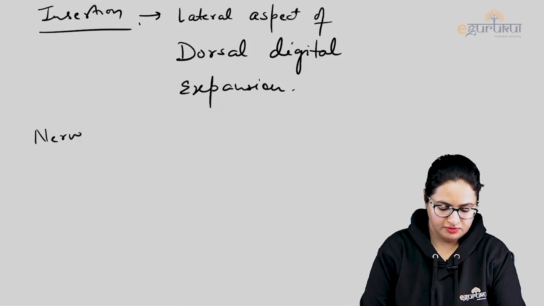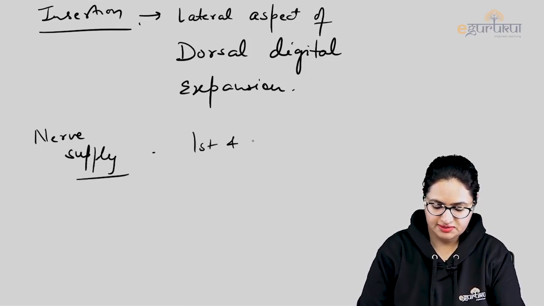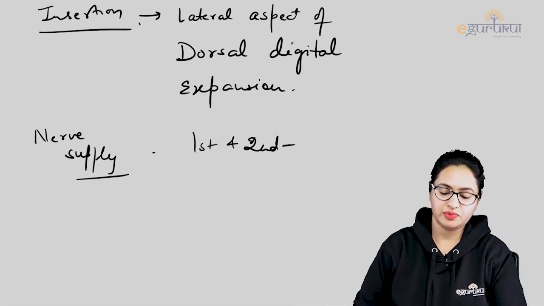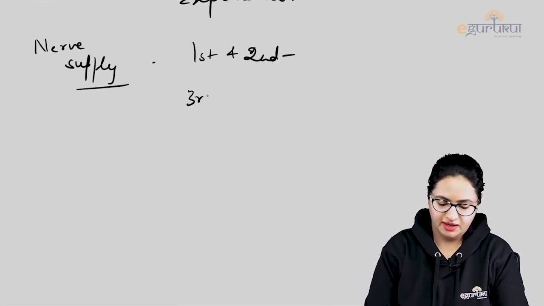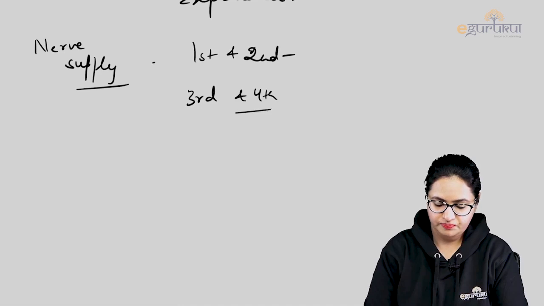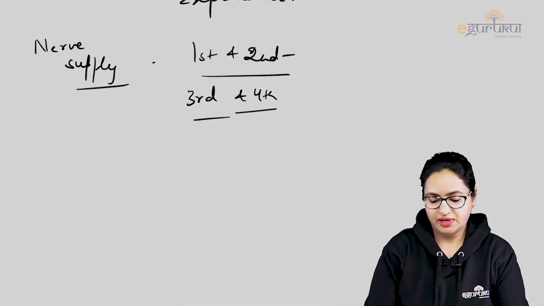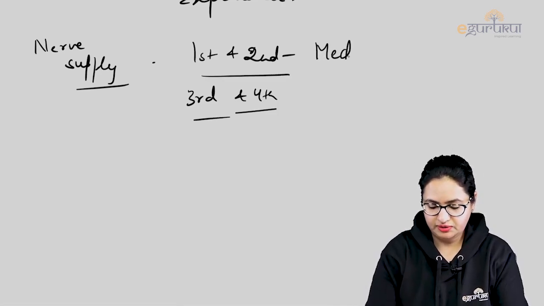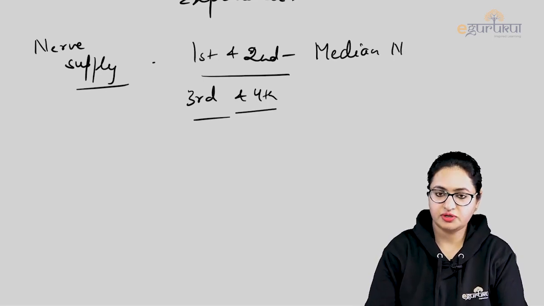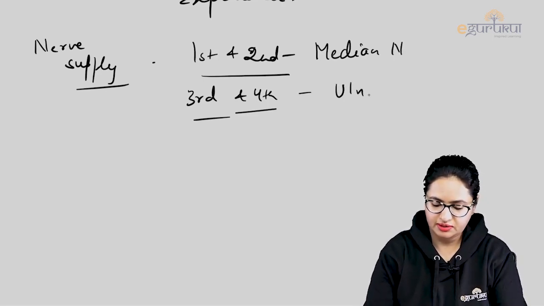Now regarding the nerve supply, the first and second lumbricals have a different nerve supply, and the third and fourth have a different nerve supply. The first and second are supplied by the median nerve, and the third and fourth lumbrical are supplied by the ulnar nerve.